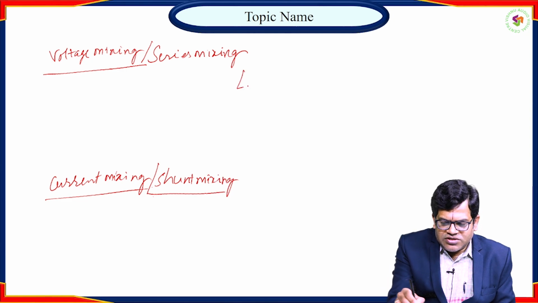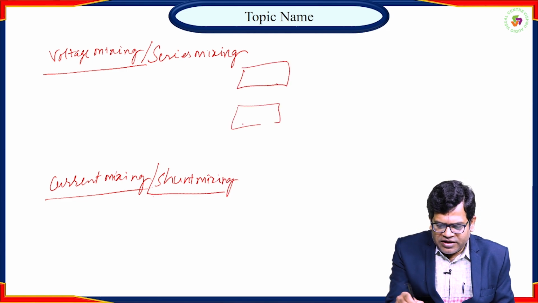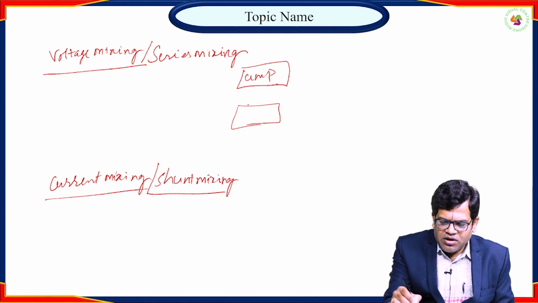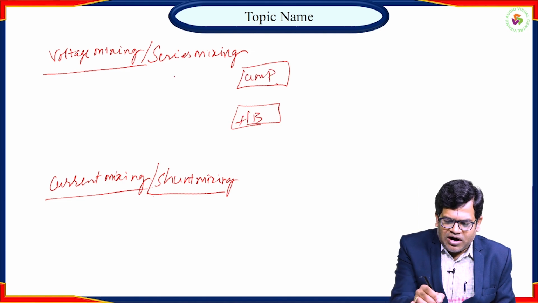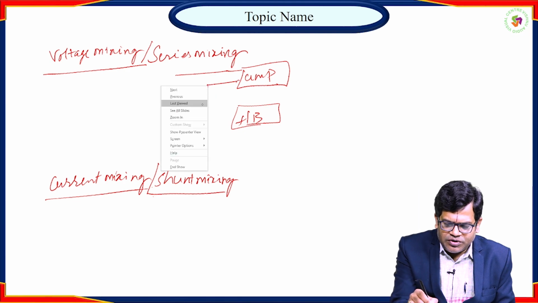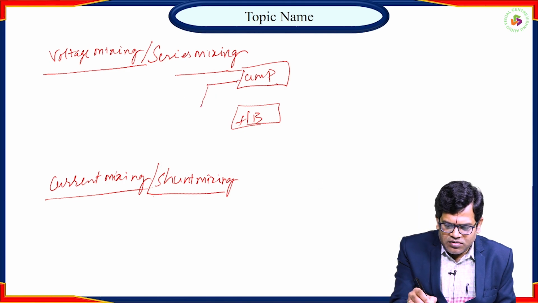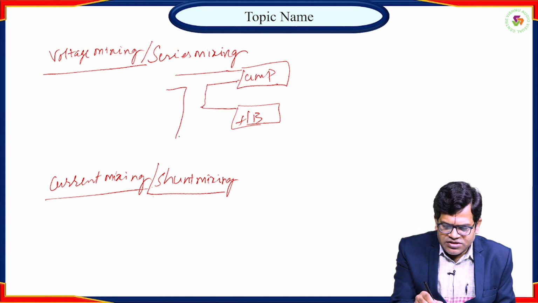Accordingly, the circuit can be represented like this. This is the amplifier, this is the feedback network. Now at the input, because this is voltage that is being considered as the source input, this is mixed in series connectivity.